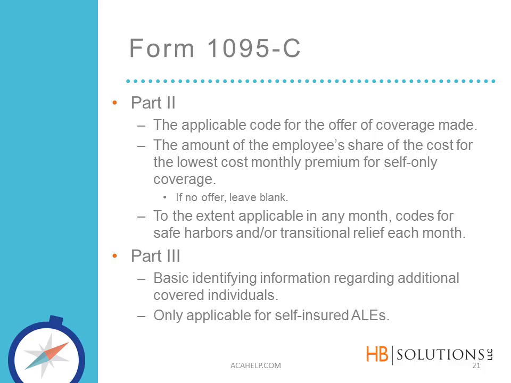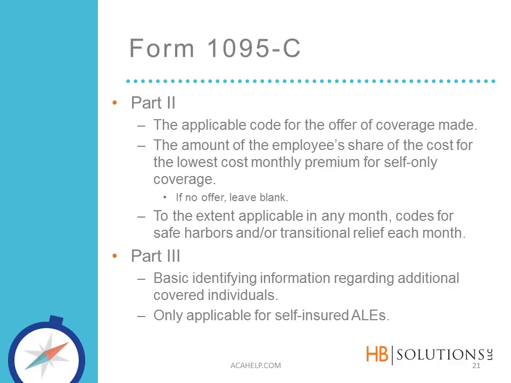Next, you have line 15. And here the employer must provide information that specifies the amount of the employee share of the low-cost monthly premium for self-only coverage that also satisfies the minimum value requirement. And if on line 14 a no offer of coverage code is used, then line 15 should remain blank.